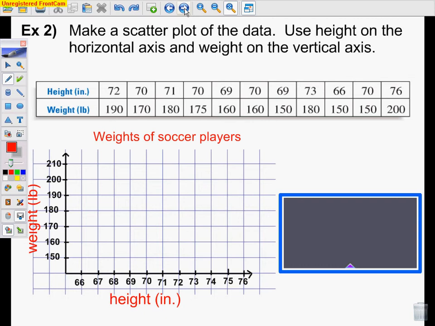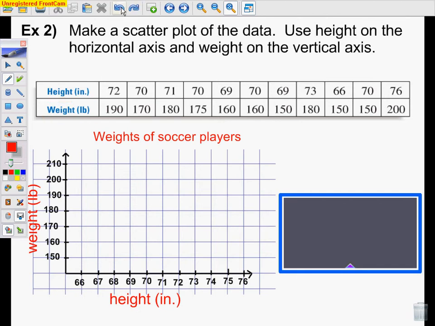This says make a scatter plot of the data. Use height on the horizontal axis and weight on the vertical axis. This is talking about the weight of soccer players on a specific team. We measured our height in inches and our weight in pounds.